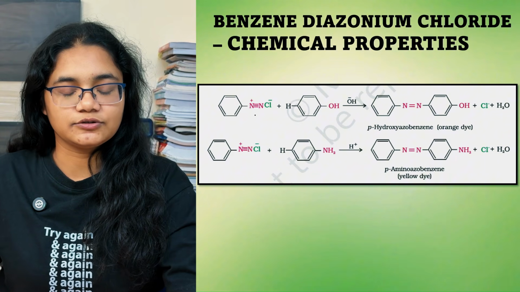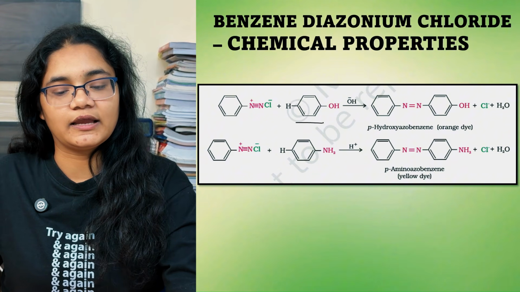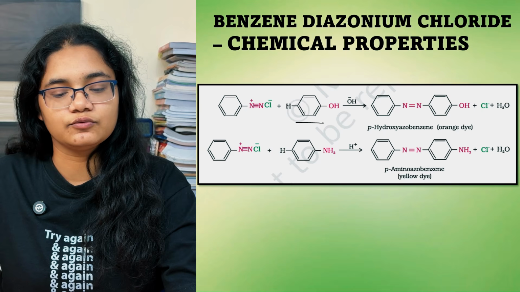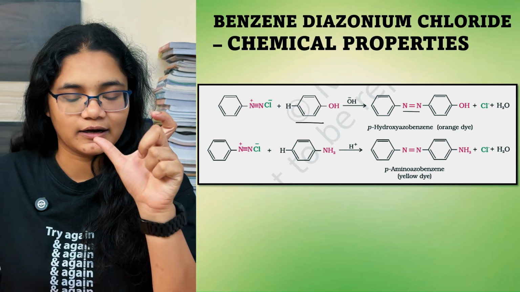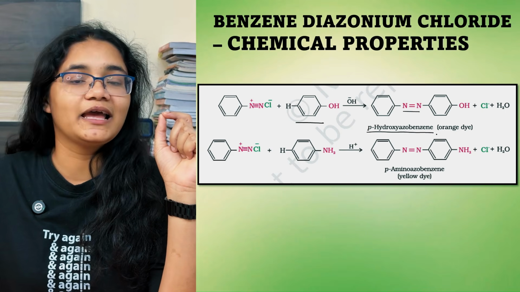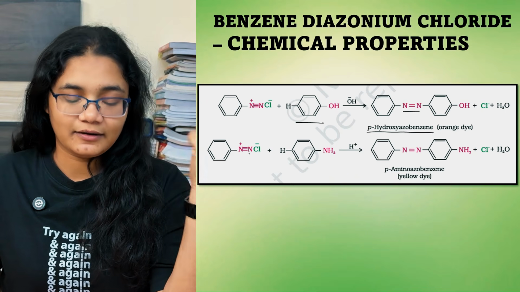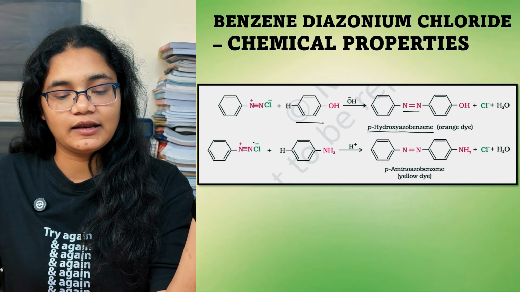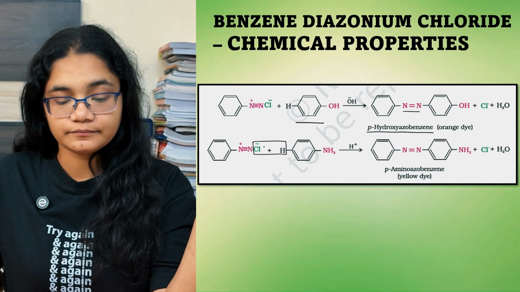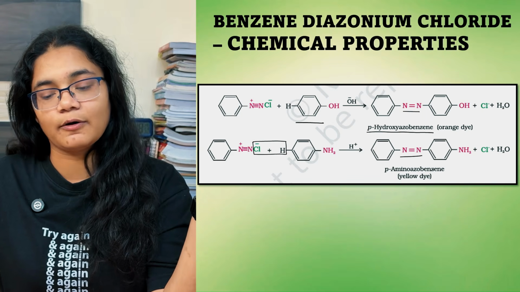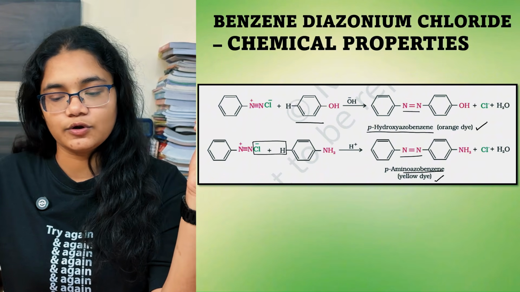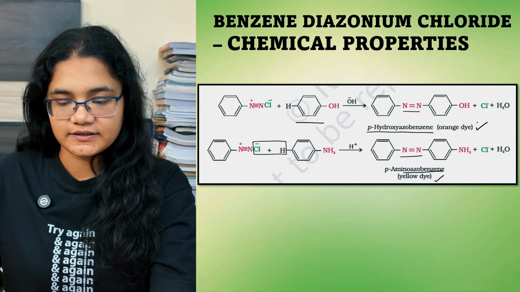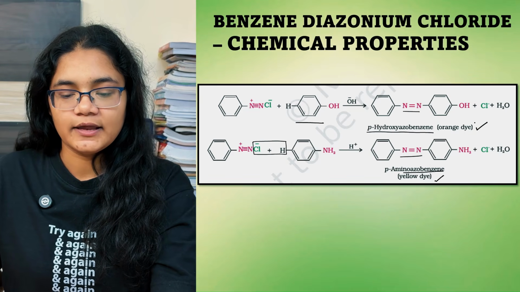So the coupling reaction is N2 plus Cl minus. If you take and treat it with phenol, what will happen? These two will react. HCl will be removed from here and you get a coupled product like this, and this is called para-hydroxyazobenzene. Now if you take N2 plus Cl minus with aniline and if you react with HCl, then this is removed and you get a compound like this, para-aminoazobenzene, that is your yellow dye. Okay, this is your orange dye. Clear?